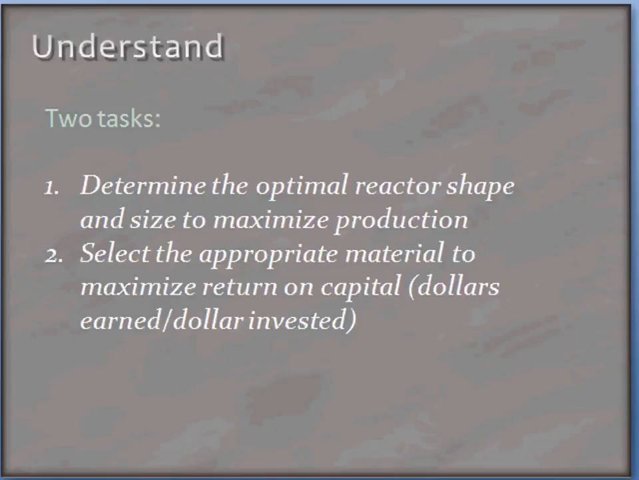We recall that we split our problem into two tasks. The first we completed in the last video. That was determining the optimal reactor shape and size to maximize production. And now we'll tackle the second task of selecting the appropriate material to maximize return on capital, which is defined as dollars earned per dollar invested in order to build the reactor.